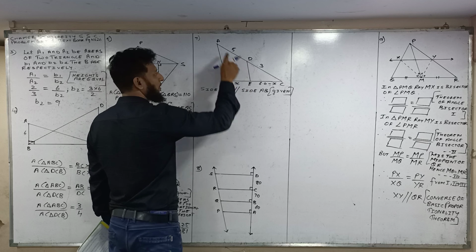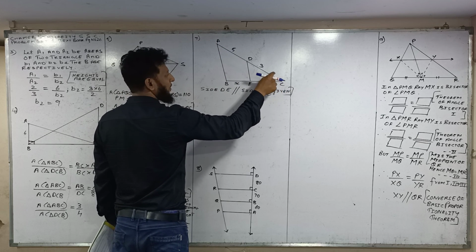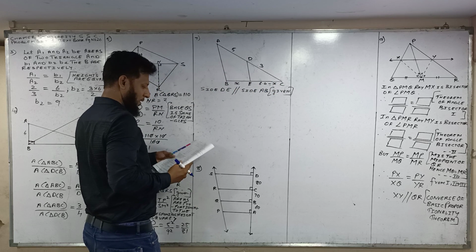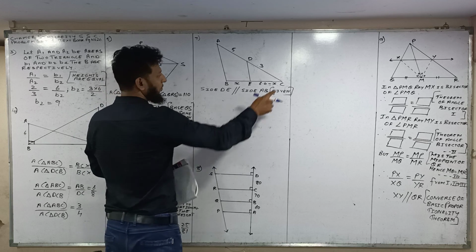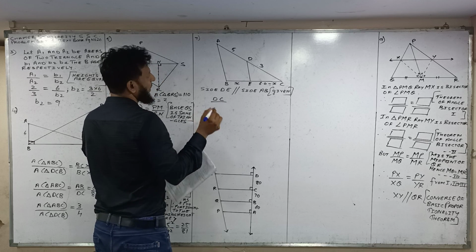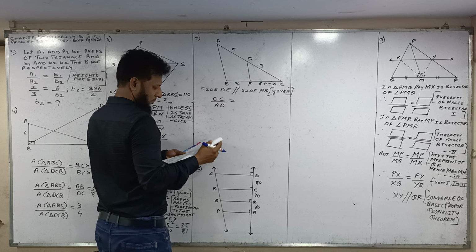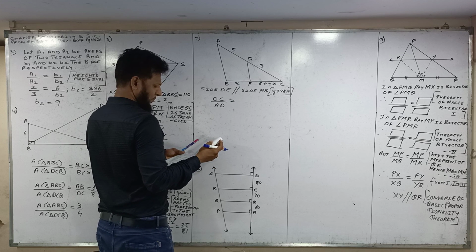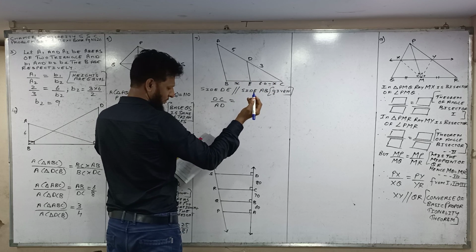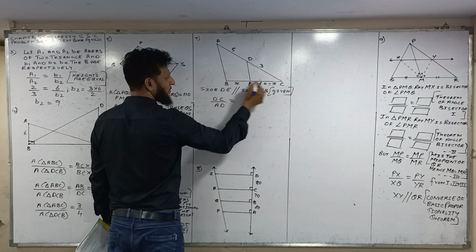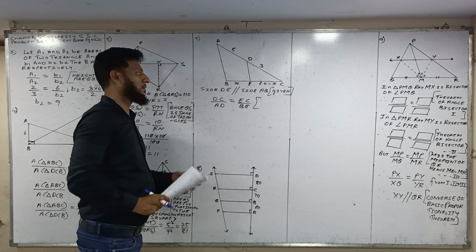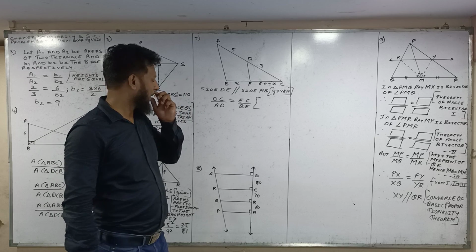Now if DE is parallel to AB, then DC upon AD is equal to CE upon BE. Corresponding sides: DC upon AD is equal to CE upon BE, so EC upon BE. It is very simple. Just to give a name properly, I am searching for it.